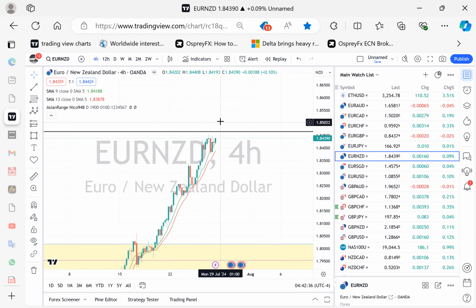If price goes up here and wicks, closes below, you know that it's probably time to start pushing down.